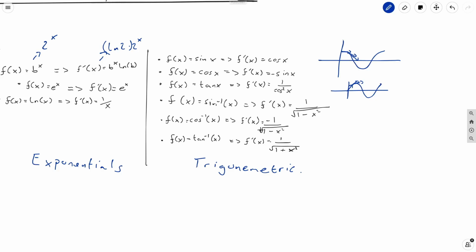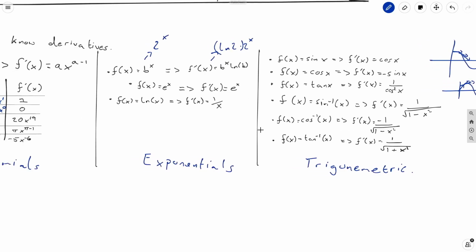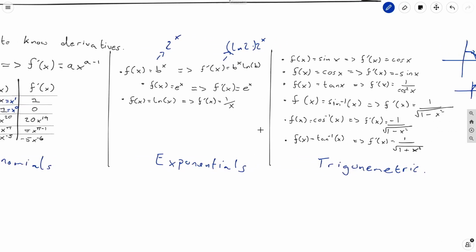If f of x is equal to the inverse sine of x, then f prime of x will be 1 over the square root of 1 minus x squared. Similarly, the cos inverse of x, its derivative is minus that. It's minus 1 over the square root of 1 minus x squared. And the inverse tan of x is equal to 1 over the square root of 1 plus x squared. Okay? So I would say these are the most important examples to know off the top of your head.